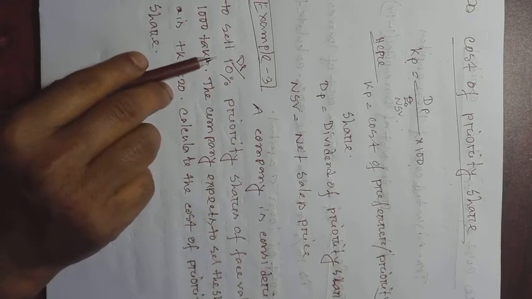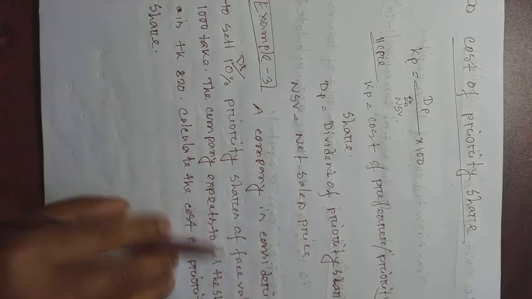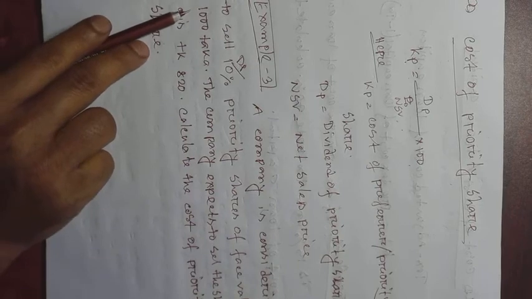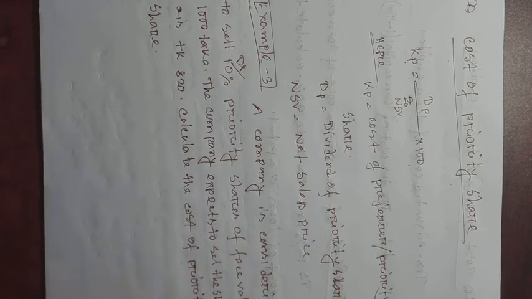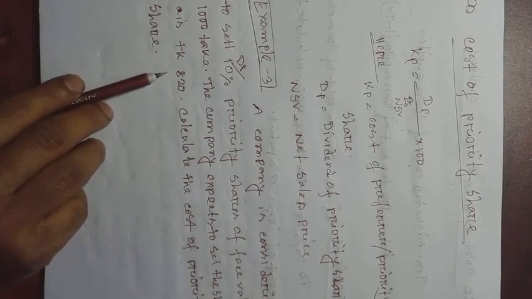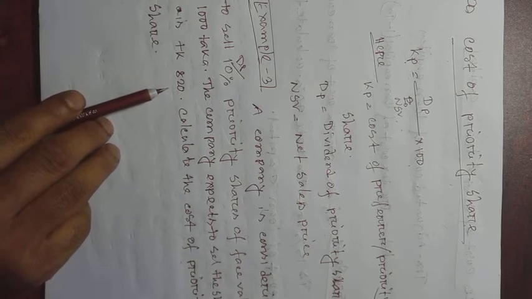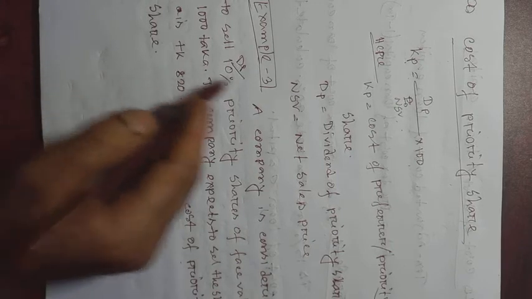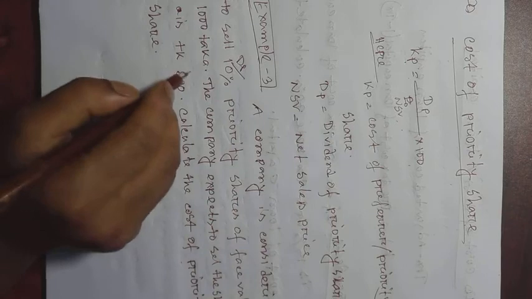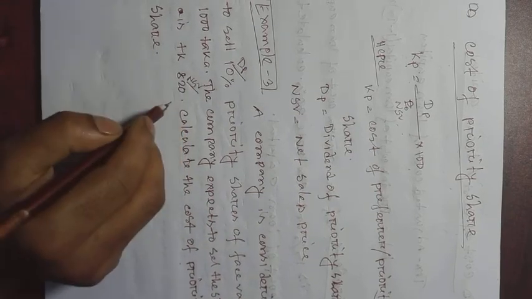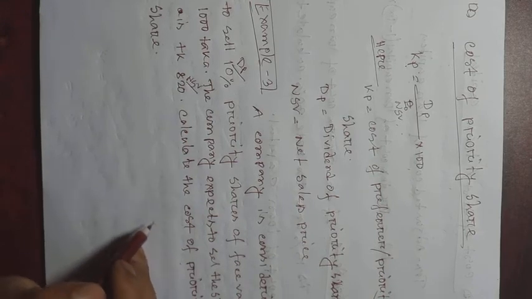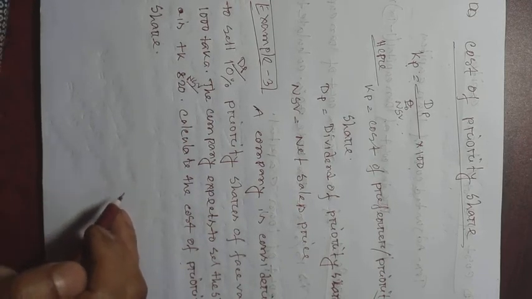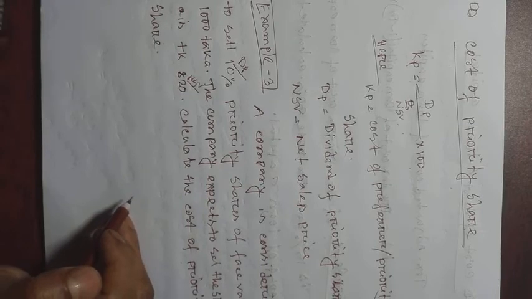So here the DP is equal to 10% priority shares of the face value of 1000 taka. The company expects to sell the shares at a sales value of taka 820. This is the sales value or net sale value. Here the net sale value is equal to 820 taka. Calculate the cost of priority shares.